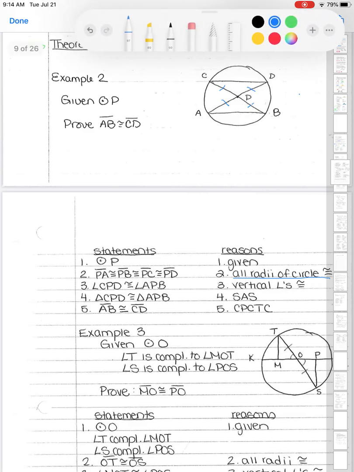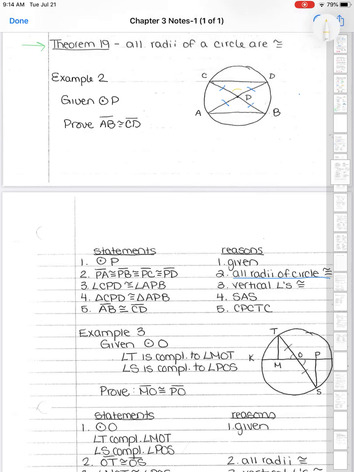Now, when you list, make sure you're either going from the center point out or from the point on the circle into the center point. Just make sure you're consistent about labeling any segments that you're talking about. Now, in order to prove that AB and CD are congruent, we have to prove the triangles are congruent.